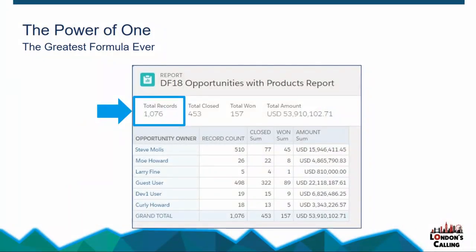Here's what's so great about it. Here is a standard plain vanilla opportunities with products report using the standard report record count. I can see that there are 1,076 records in this report.